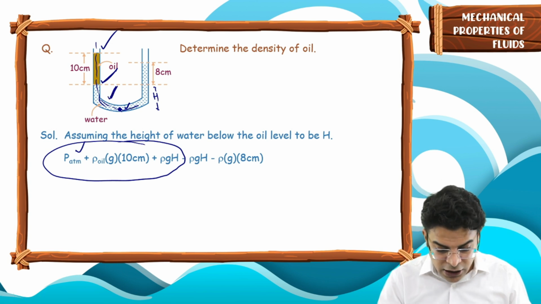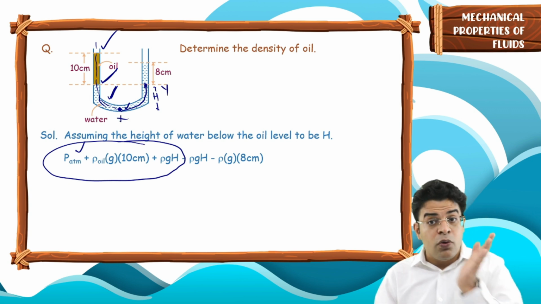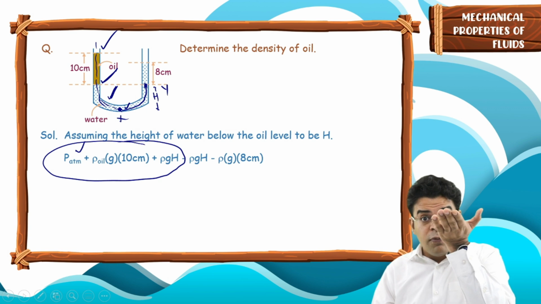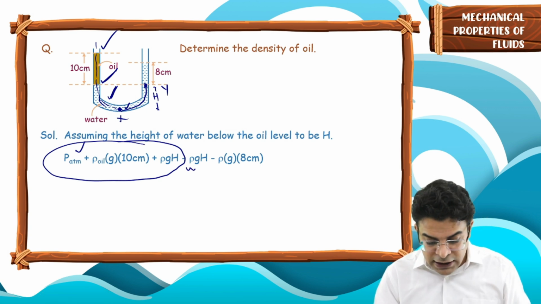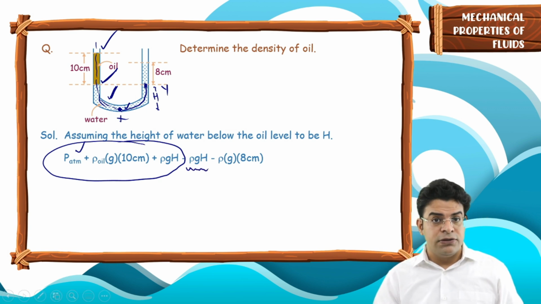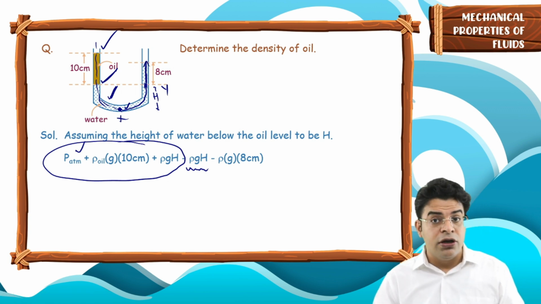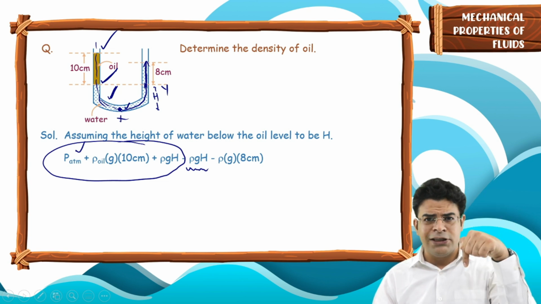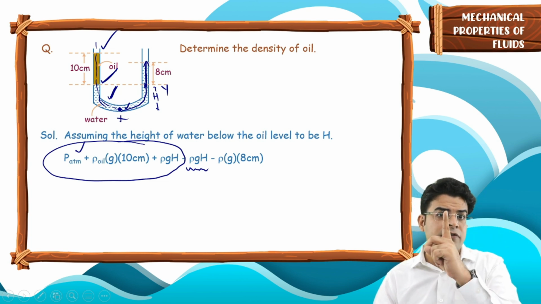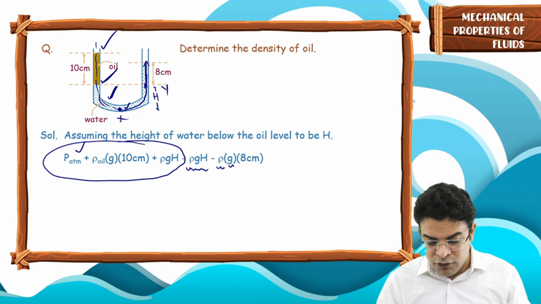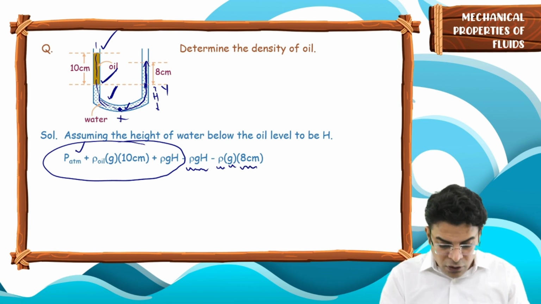Now start going up. When you go from this point, let's say X, to this point Y, you are going up in the fluid. So the pressure will decrease by how much? Density of water into g into h. And then you go further in the water up by 8 centimeter. So when you are going down in the fluid, the pressure increases. So if you are going up, the pressure will decrease, minus density of water into g into 8. And now you have again reached the surface. So here the pressure will be P atm.